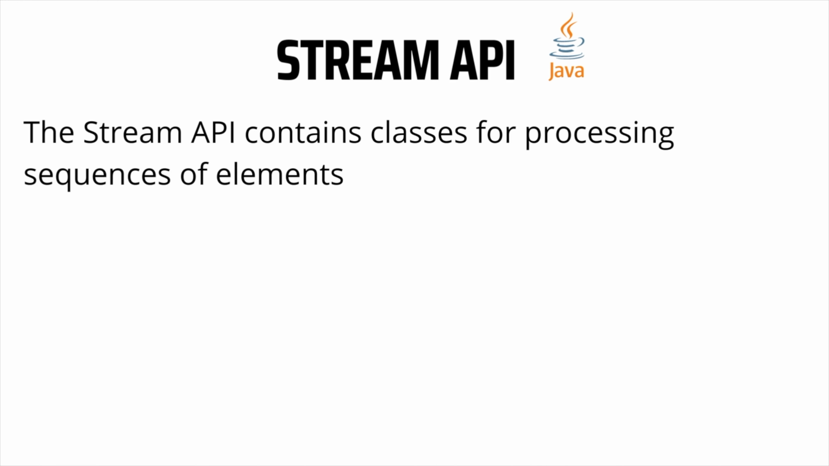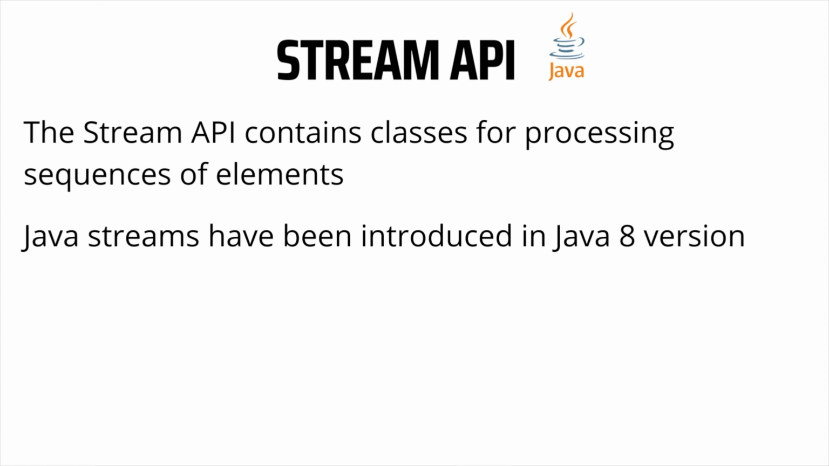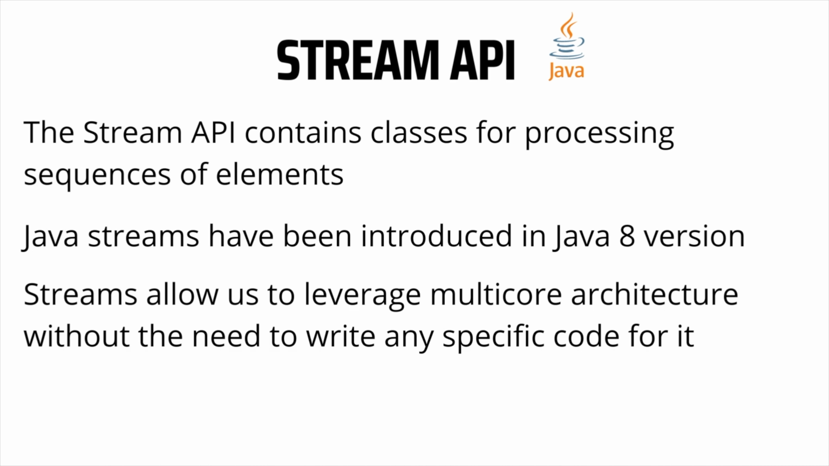What are they? The Stream API contains classes for processing sequences of elements. This is the main purpose of it. Java streams have been introduced in Java 8. Streams allow us to leverage multi-core architecture without the need to write any specific code for it, which can make them very efficient when we need to process a big amount of data.